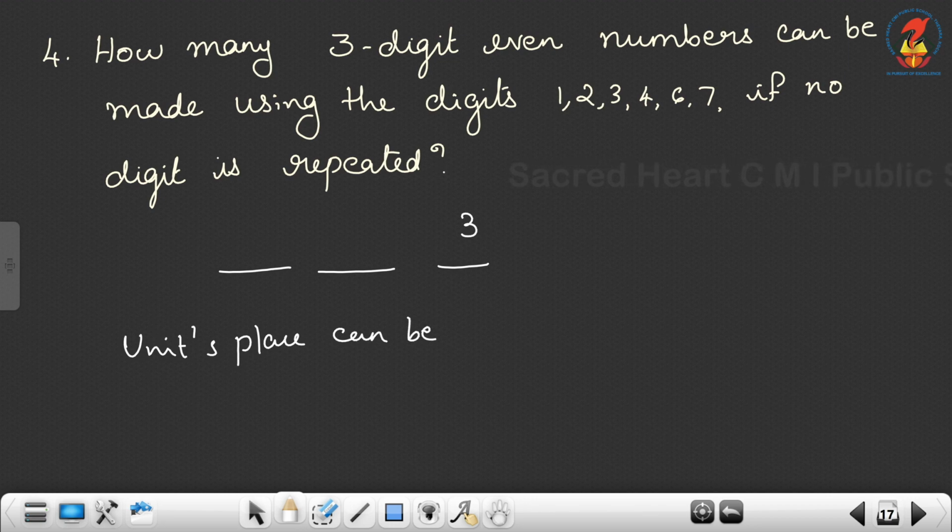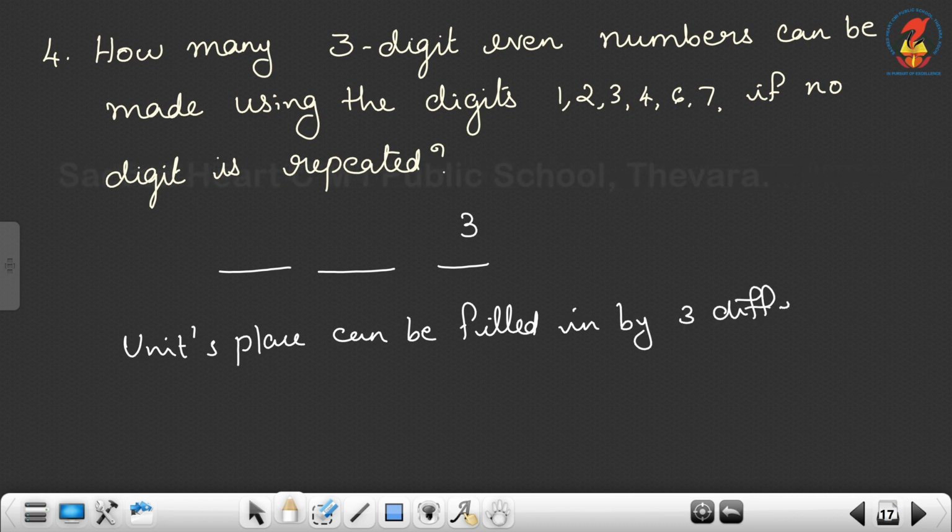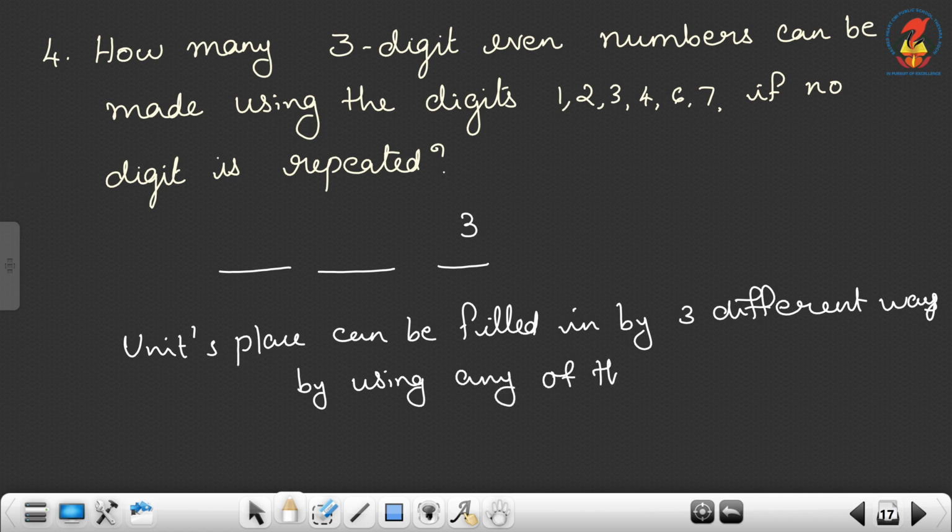It can be filled in by 3 different ways, by using any of the digits 2, 4 or 6. We have 3 even numbers. We can use any one in the last place. So there are 3 ways.